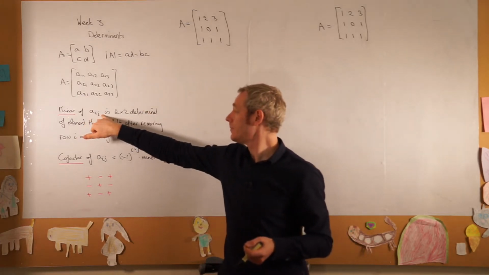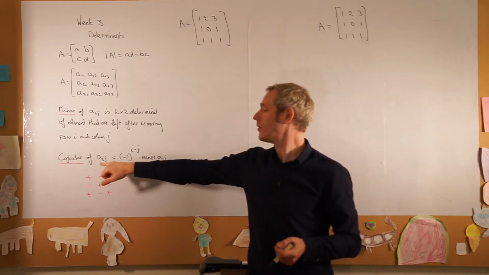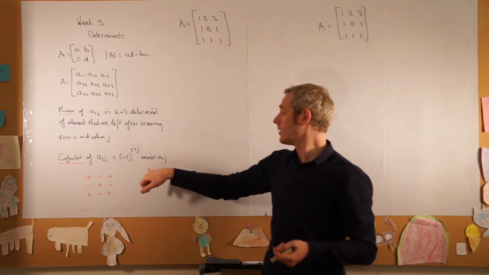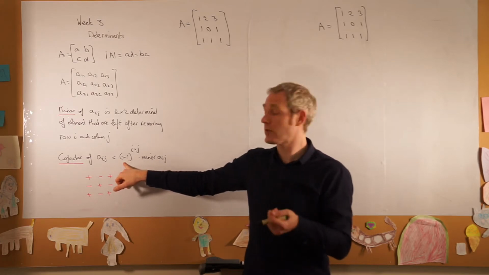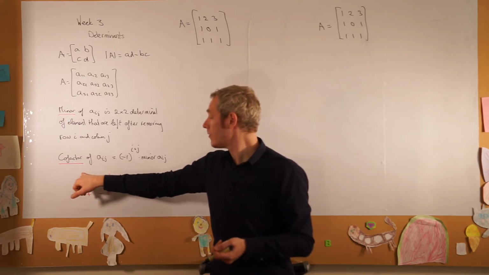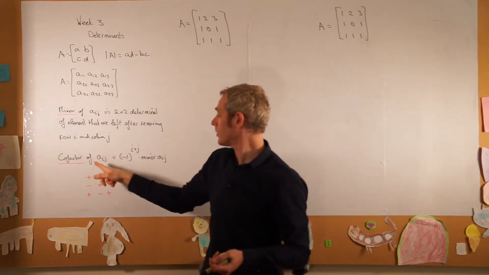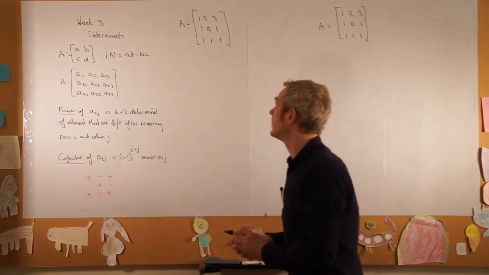and column j. And the cofactor of element ij is minus 1 to the power of i plus j times the minor of aij, and the sign of this, so it will be a plus 1 or a minus 1, is given in this pattern, so we know which sign corresponds to which element. It's just an easier way of doing it.